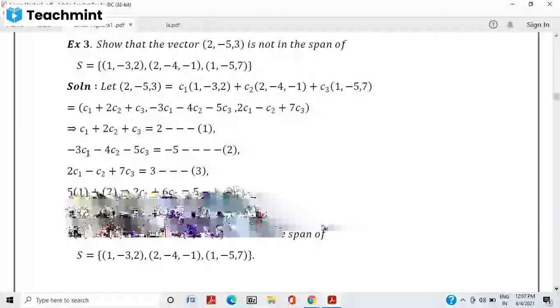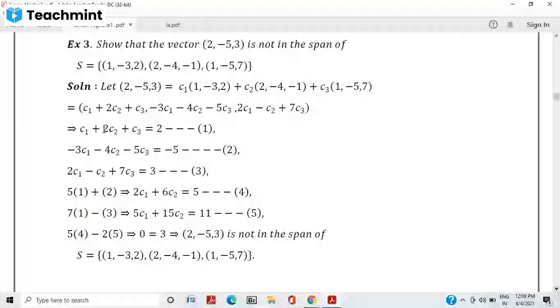Here it is 5C1, then 5C1 minus 3C1 is 2C1. Then 10C2 minus 4C2 is plus 6C2. Here 5C3 minus 5C3 will be cancelled. Here 10 minus 5 is 5. Now we will combine equation 1 and equation 3.